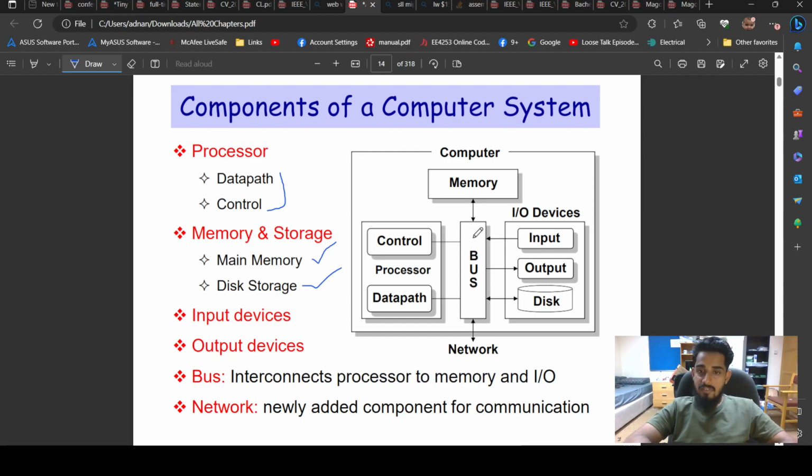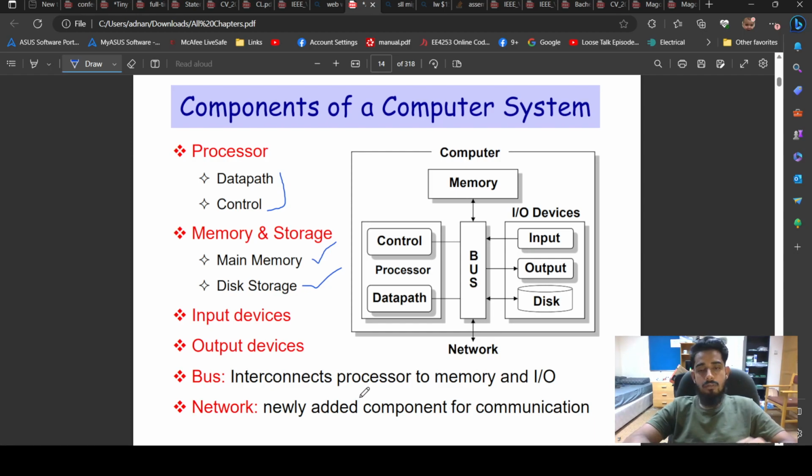Whenever we are going to access the memory, definitely we need the address of the memory. So there are three types of buses: the address bus, the data bus, and the third is the control bus. Because this is totally the introduction, we are going to study these deeply in the next lecture.